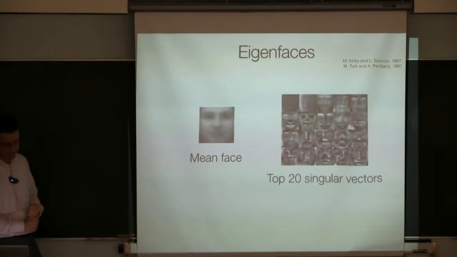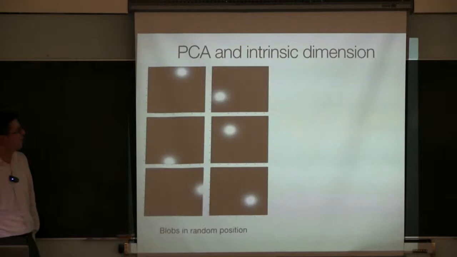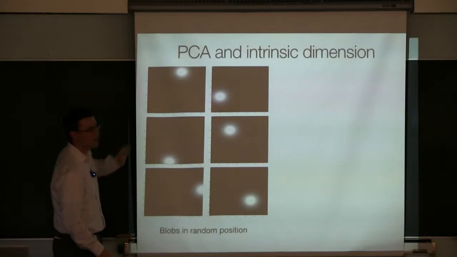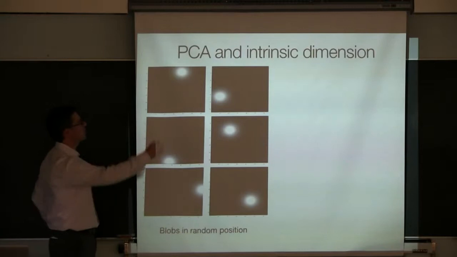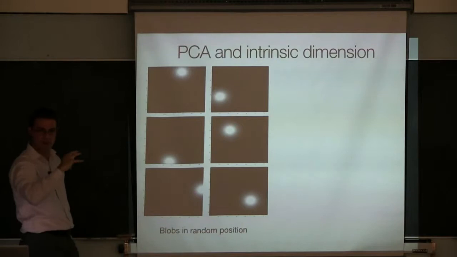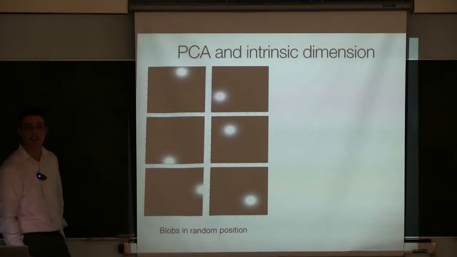Now, here is a connection with harmonic analysis. So suppose I take as a data set a set of images. I think I picked them 64 by 64, so we live in about 4,000 dimensions. And in each of the pictures, there is a blob at a random location. The blob is always the same, it's just a Gaussian blob, and it's centered at a random location. So here are some of the data points. And you can ask, do they lie in a low-dimensional subspace?